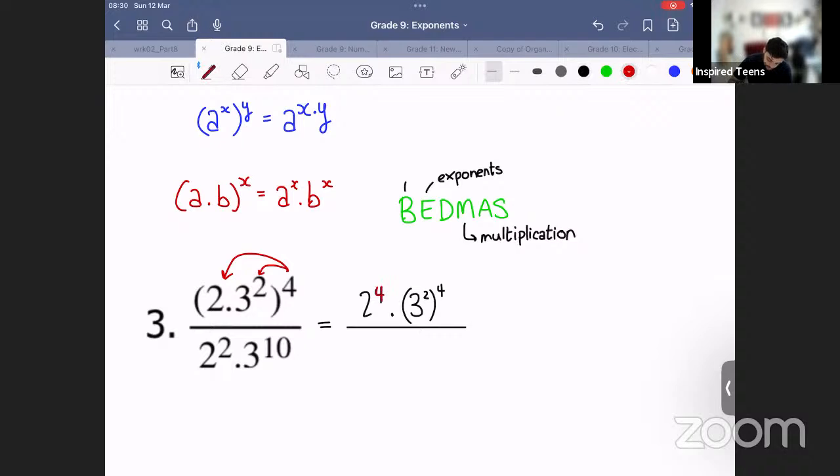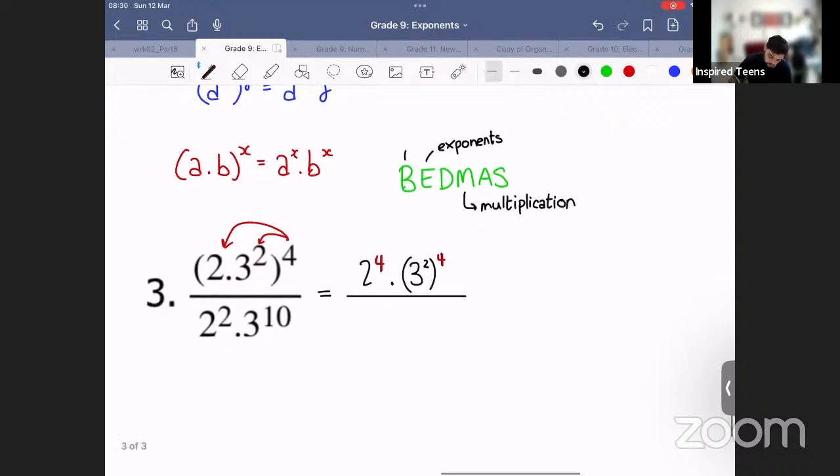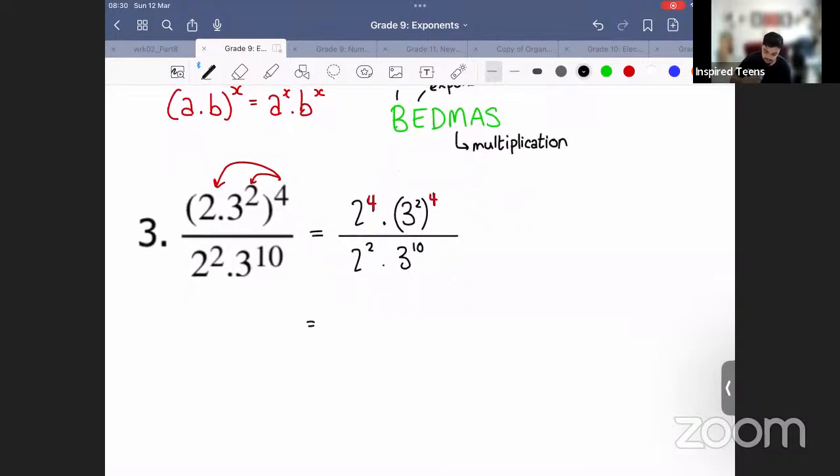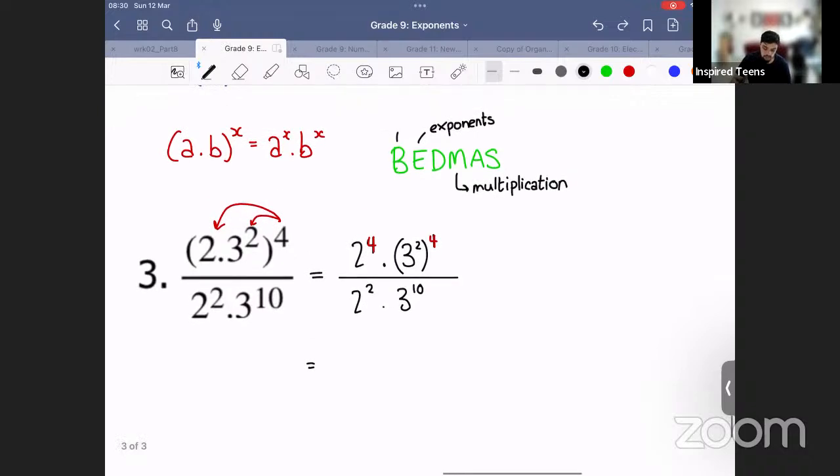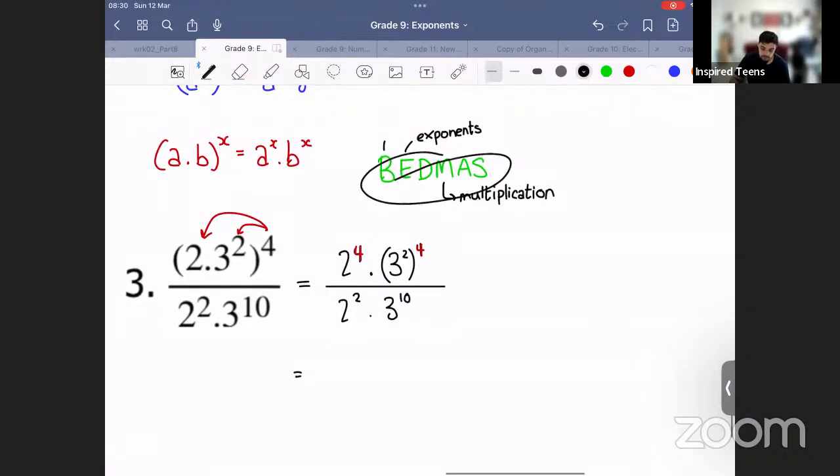Okay, so I gave each one the power of 4. Now I'm going to have at the bottom 2 to the 2 times 3 to the 10. Now let's simplify this. No, it did not. So what do you mean by no, did not? Did not do bad math.